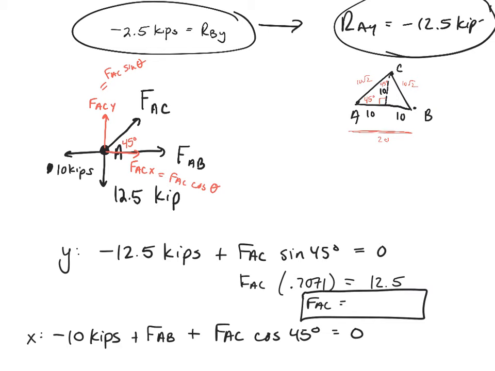It's going to be more than 12.5, I know that. I got 17.67. 17.68. All right, so I'll round to 8 for now. That works. But the answer's positive, right? We got a positive answer, which means member FAC is in tension. Positive means tension. Got to memorize that one at this point.